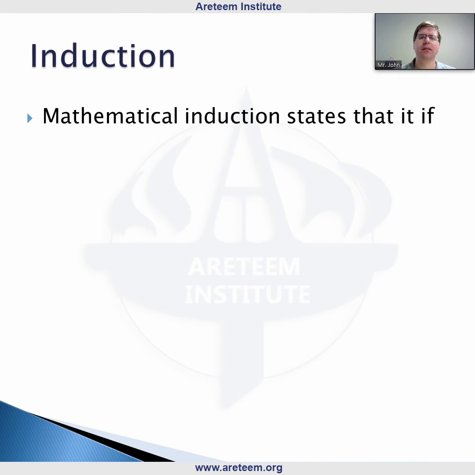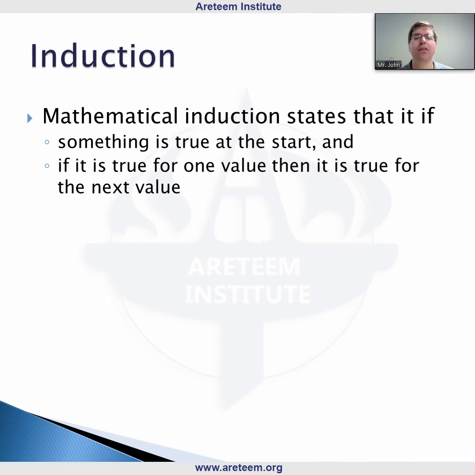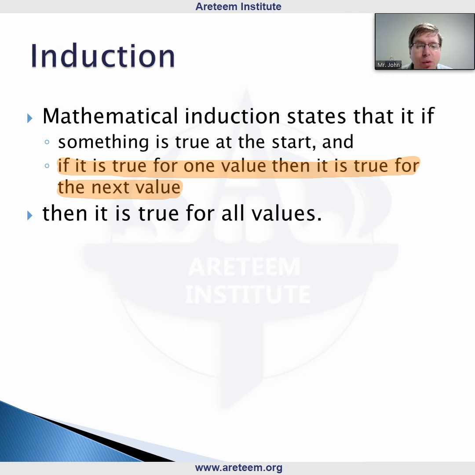So, a little bit more formally, the medium formality here is: if something is true at the start, and then if you know it's true for one value, you can prove the next value. So this is the pattern type of thing. You start at the beginning, it's true, and then what you want to do is prove that the pattern continues. So this second statement, which is another if statement, is: if it's true for one value, then it's true for the next. You can think about that as saying the pattern continues. Then it's true for all values in this case.